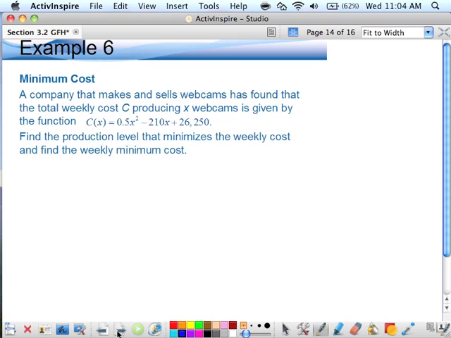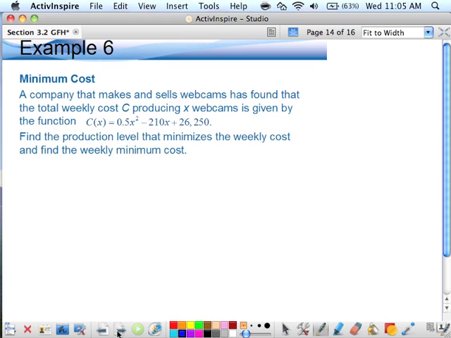For this example, we're being asked to find a minimum cost. Let's read through it together. We know that a company makes and sells webcams, and it has found that the total weekly cost that they have for producing x number of webcams is given by the function C of x equals 0.5x squared minus 210x plus 26,250. They know that. Unlike the previous example, in this example, you are given the quadratic function that models the situation you are trying to maximize or minimize.